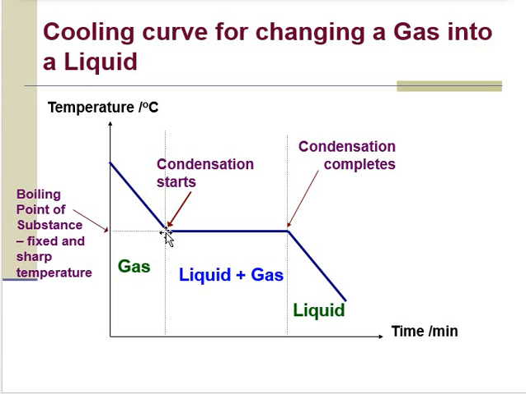Alright, now this will be a cooling curve for changing a gas into a liquid. If you take a look at part A, this will be the boiling point of the substance. This is a fixed and sharp temperature over here. So what I have now is a starting temperature. Don't worry, the question will tell you what temperature we are starting at. Now slowly, as we cool down the substance, the temperature will slowly decrease until I reach the boiling point.